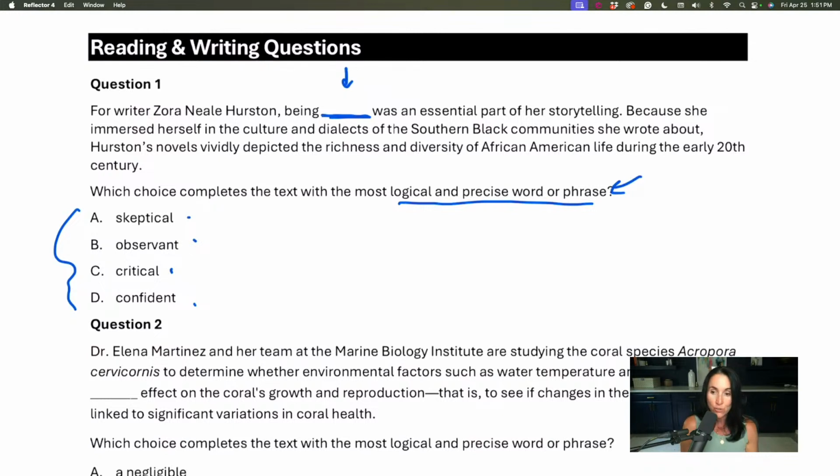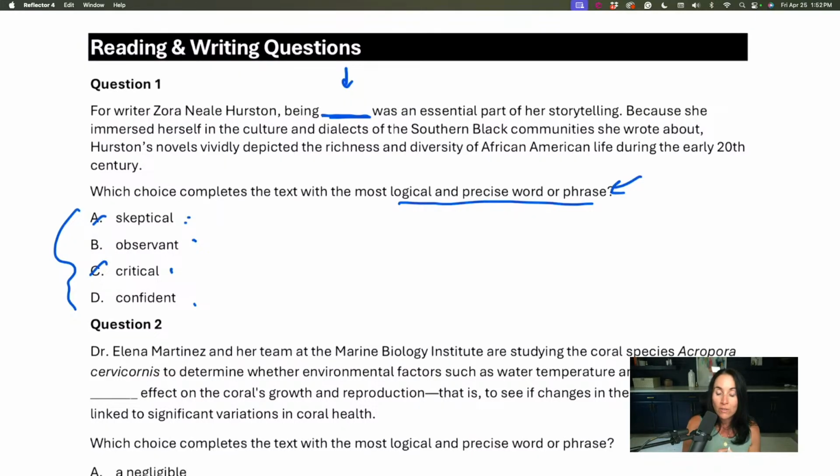So let's have a look at our answer choices first. Again, I'm talking you through this. I'm taking a little bit longer, but if you're taking this test and you're being strategic, you're quickly going and you're going skeptical, observant, critical, confident. Skeptical and critical are sort of similar. I'm going to cross those off just for the time being. Hopefully now I've narrowed it down to 50-50 between B and D.